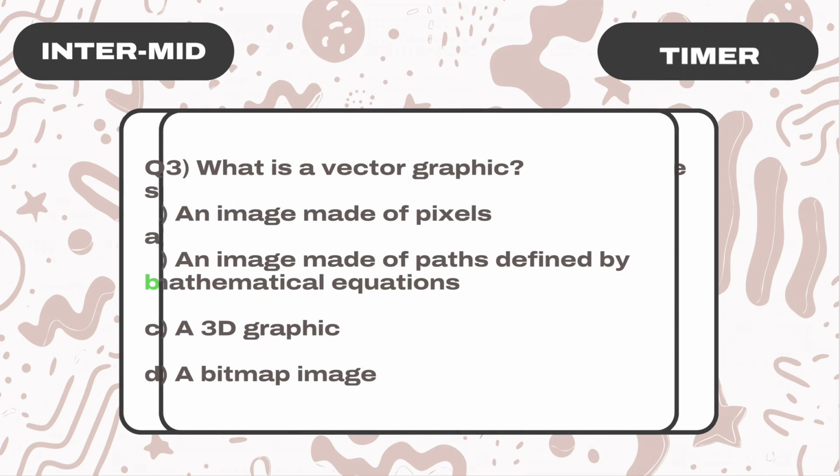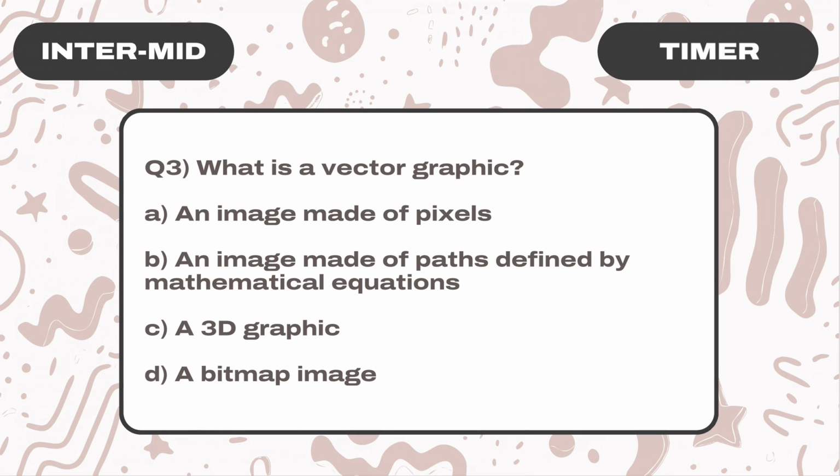What is a vector graphic? An image made from pixels. An image made of paths defined by mathematical equations, a 3D graphic, a bitmap image.